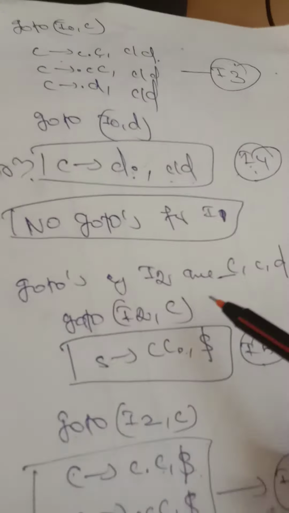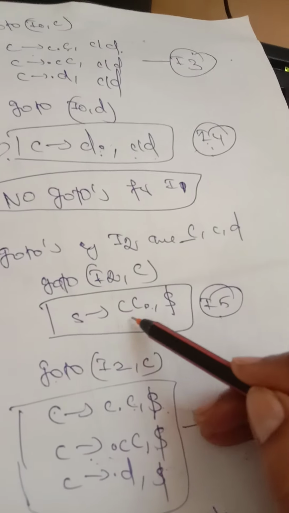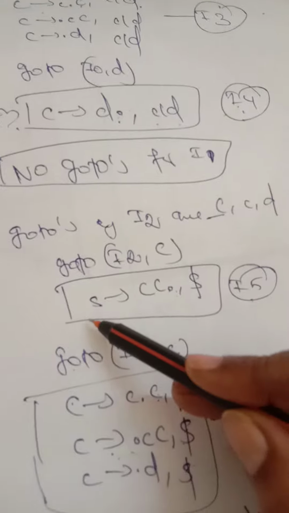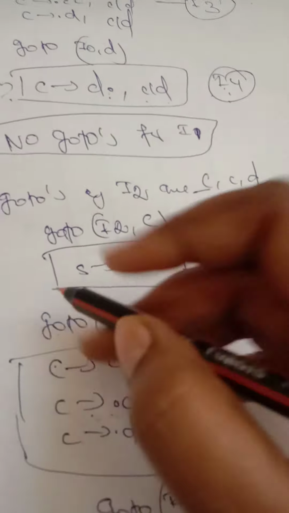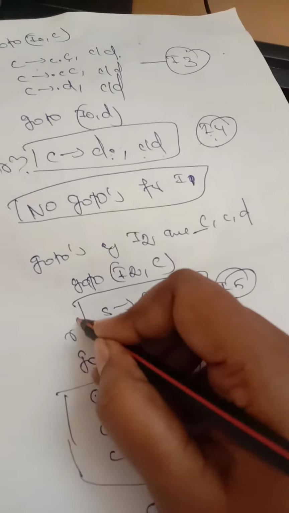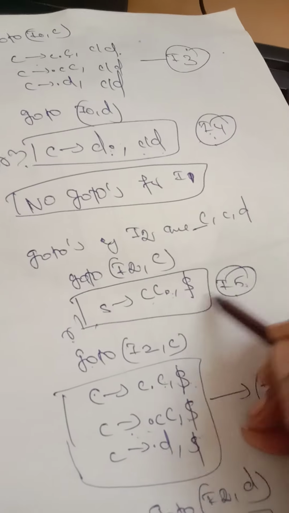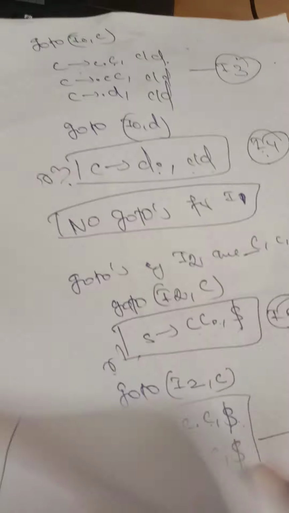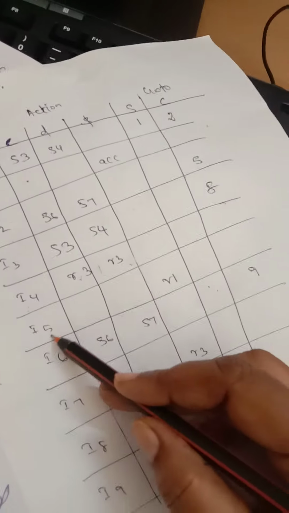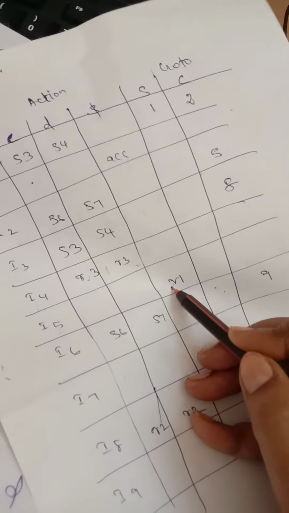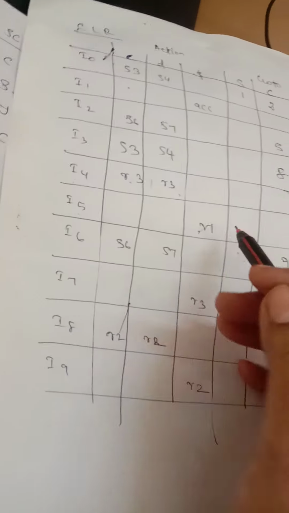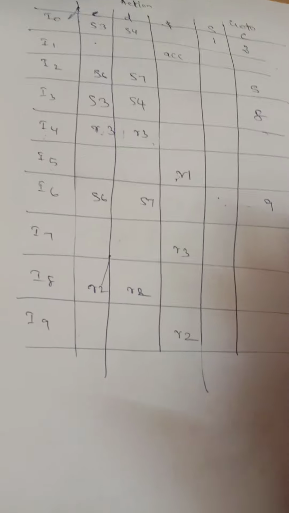Next we have to check the next state. What's the next state? The next state is I5. In I5, S stands to what? CC dot. Here the S stands to CC dot, and the production number is R1. So 5 comma dollar equal to R1. Like that we have to fill the values. So this is called the CLR parser table.